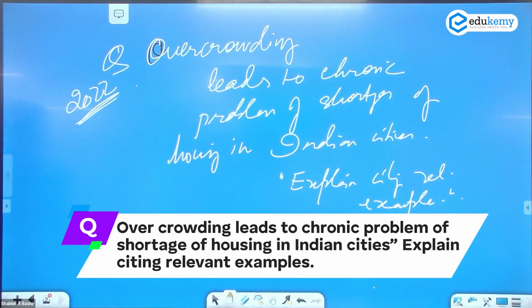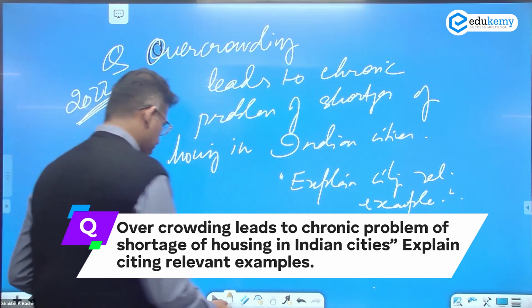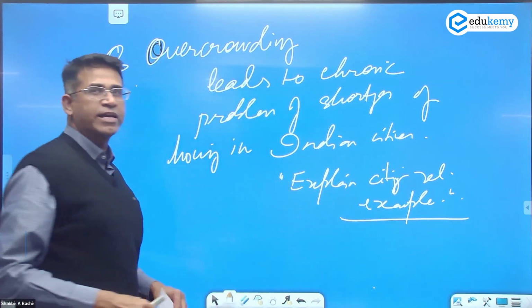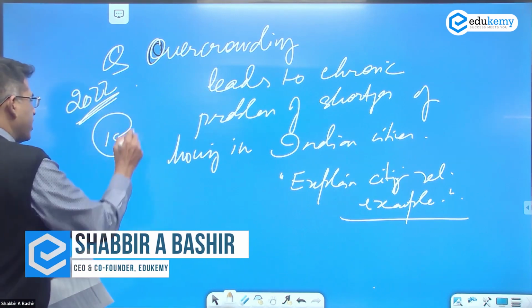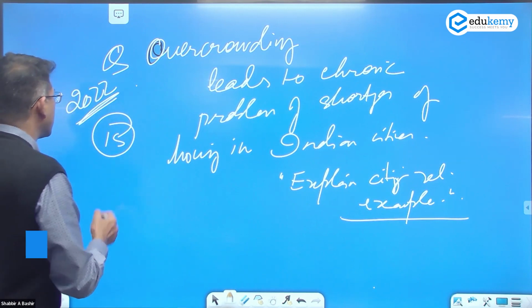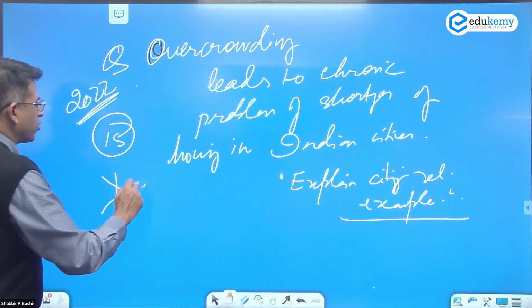Overcrowding leads to chronic problems of shortages of housing in Indian cities. Explain, citing relevant examples. And this is a 15-mark question. Any case, whatever the marks, my instructions generally are do not write more than 2 pages.